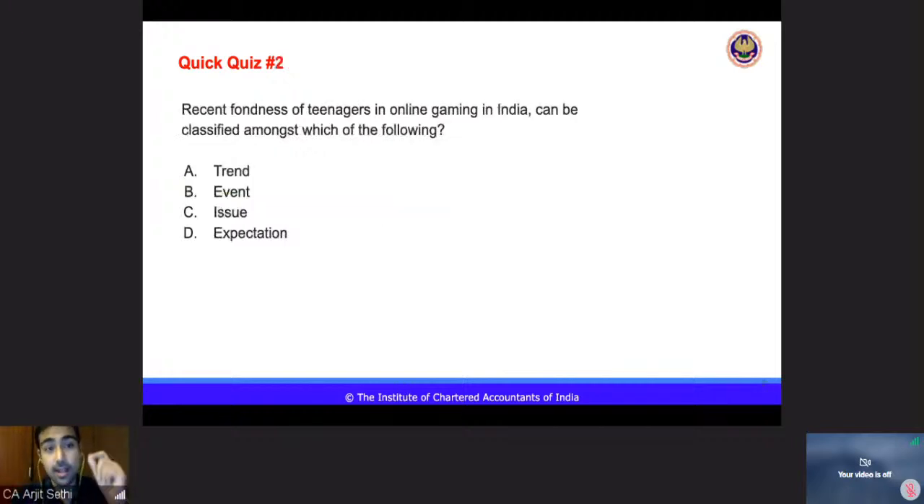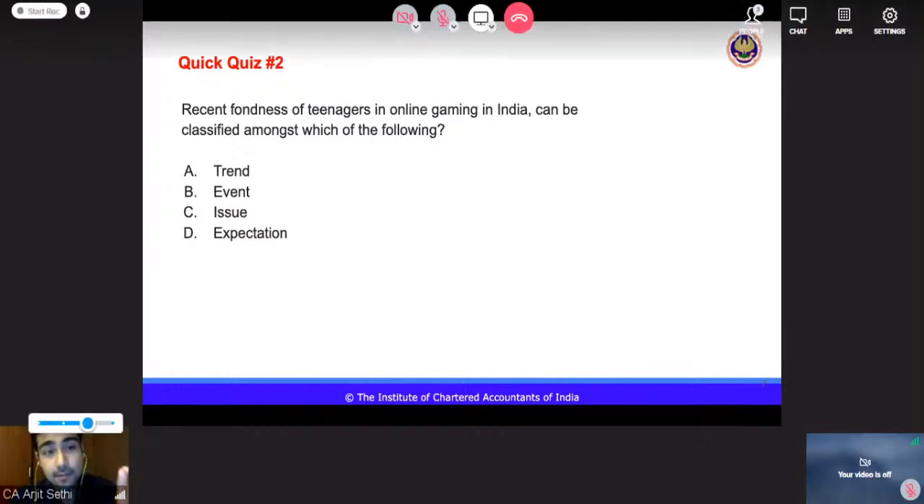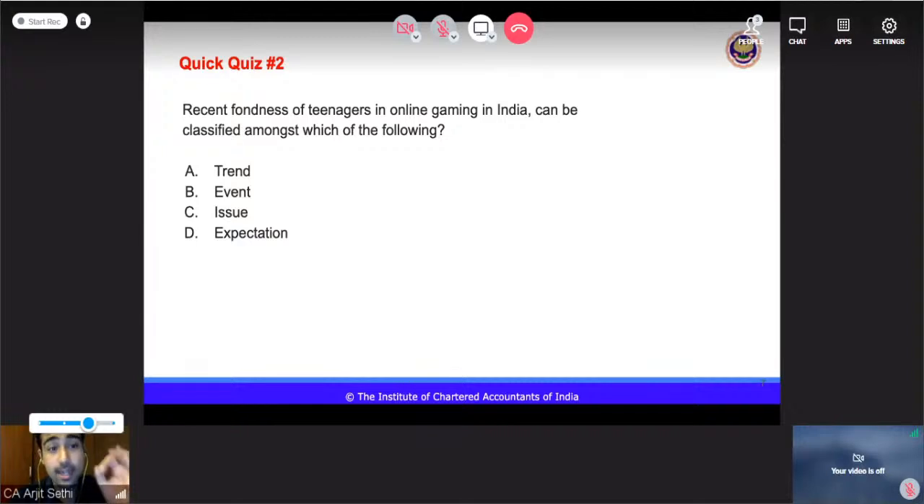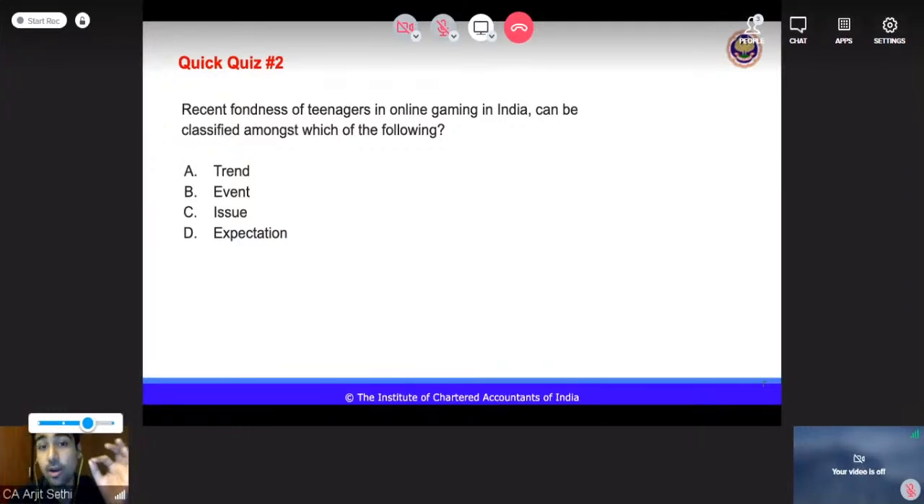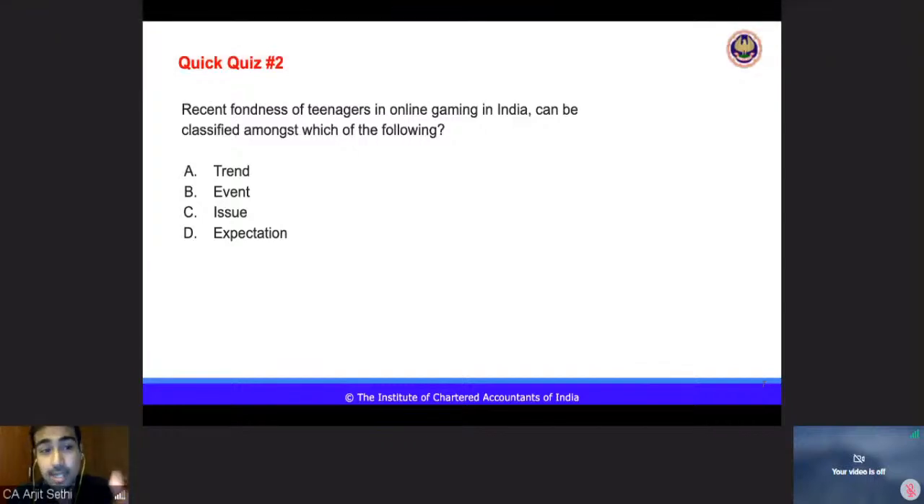Again, quick revision. Recent fondness of teenagers in online gaming in India can be classified amongst which of the following? Is it a trend, event, issue, or expectation? Quick, 20 seconds, please. Pratyusha, please go to the previous session. You will find that online and we have discussed SWOT analysis in detail there.